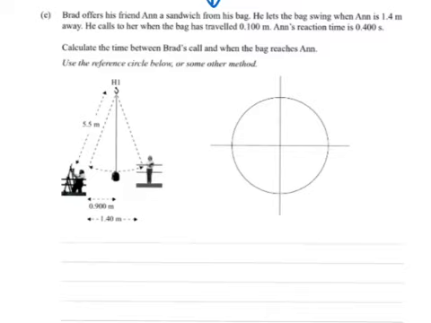Brad offers his friend Anne a sandwich from his bag. He lets the bag swing when Anne is 1.4 meters away. He calls to her when the bag has travelled 0.100 meters. Anne's reaction time is 0.400 seconds. Calculate the time between Brad's call and when the bag reaches Anne.